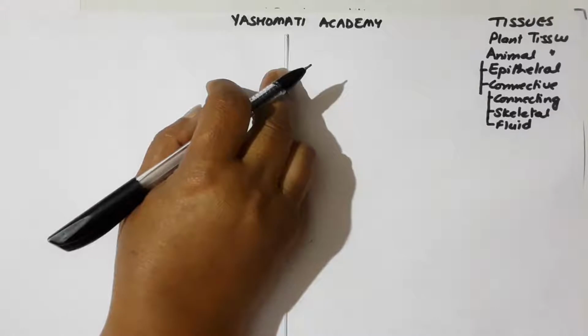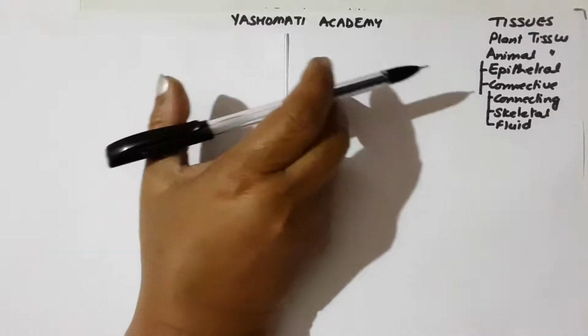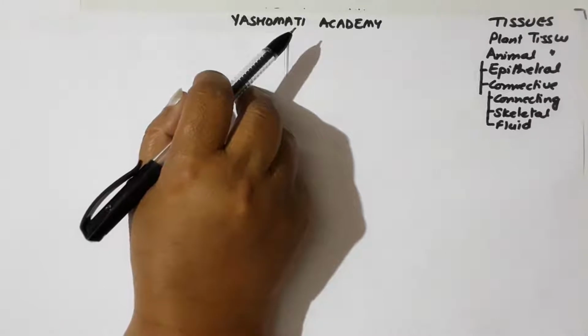Hello everyone, we are discussing the chapter tissues. We have discussed plant tissues and we are doing animal tissues now. We have already discussed epithelial tissue and connective tissue.